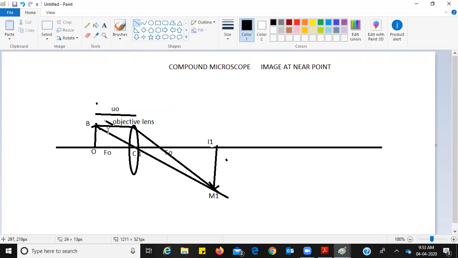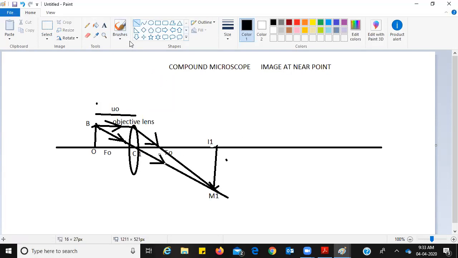Then this will act as the image formed by the first lens. The objective lens image acts as the object for the eyepiece lens. Then if you want to get the final image at near point, what should you do now? So bring it to 25. Now that is the image. You should tell me where the object should be kept for that.